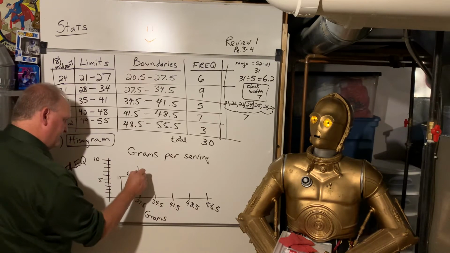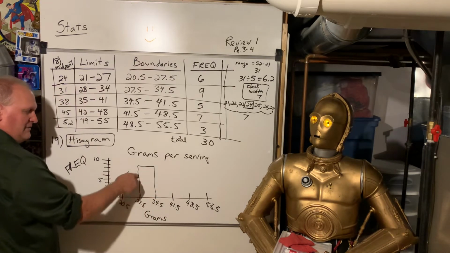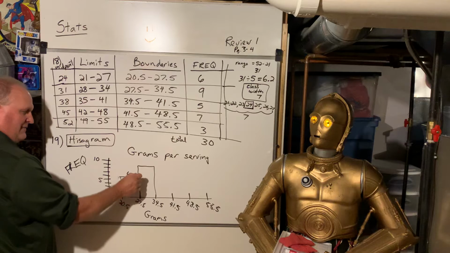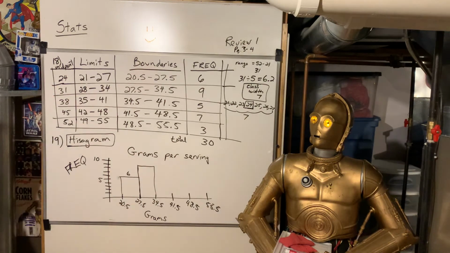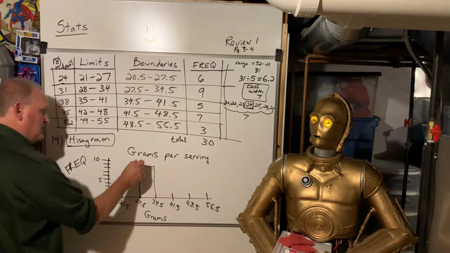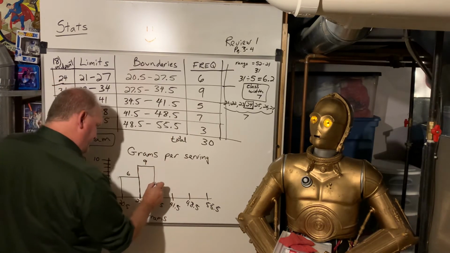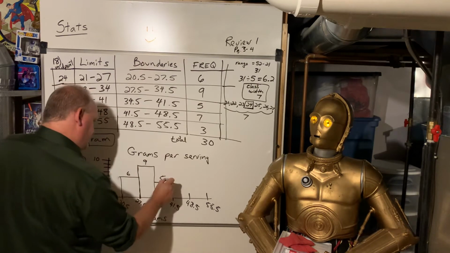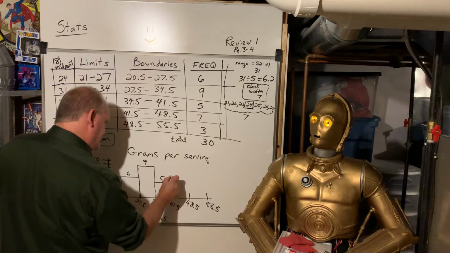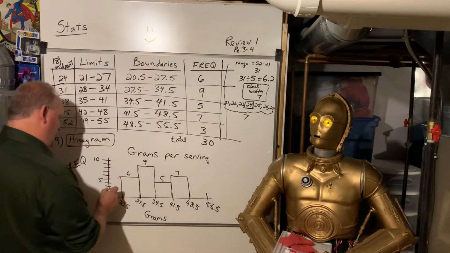9. And notice that's the contiguous, meaning see how they have this in common, they're connected. So don't make individual bars. That would actually lose you points. 5, 7, and 3.